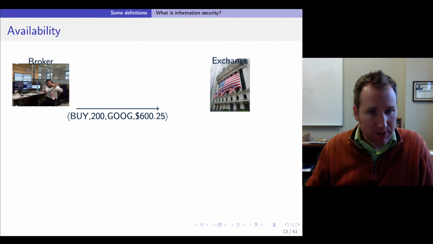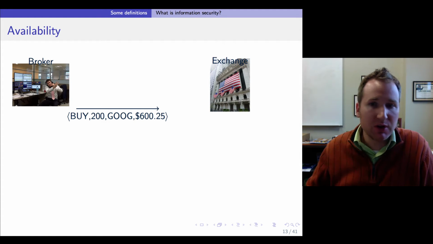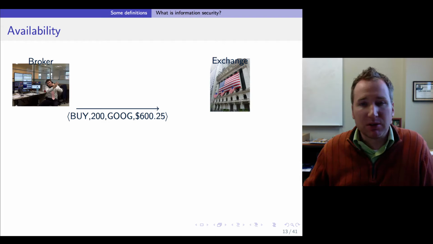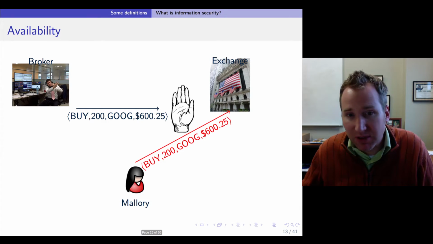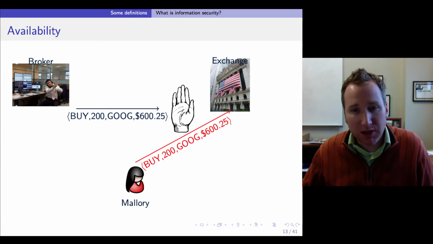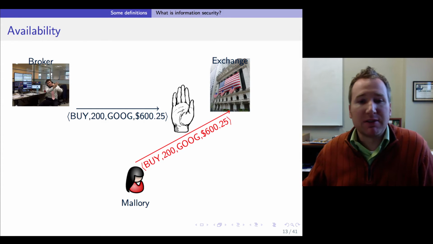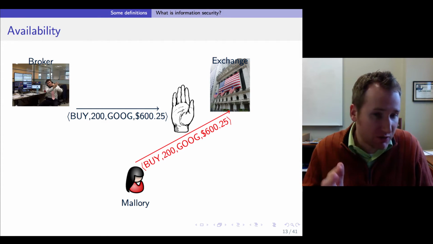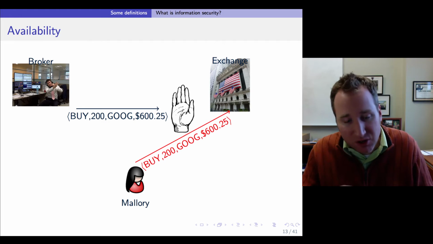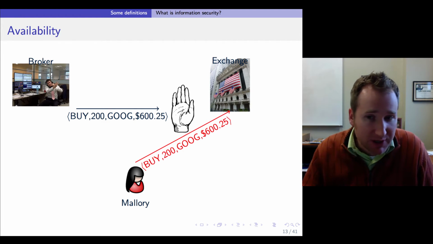Availability. Again, back to our good friend the broker. He's buying the shares of Google, sends the message to the exchange. Well, an availability goal is that you want to make sure that the message actually gets to its intended recipient. So you could again have an attacker, Mallory, who might block the purchase, say block the message from being received by the exchange, and then issue their own request to buy instead.